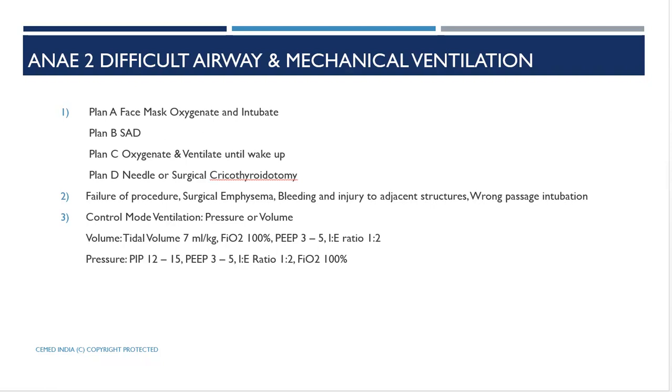What modes can you put the patient on? Control mode. Some people even say assist mode. Control mode ventilation, either pressure or volume. If you're using volume, tidal volume would be about 7 milliliters per kilogram, FiO2 100%, PEEP of 3 to 5, and I:E ratio of 1 to 2. If you're using pressure control, inspiratory pressure about 12 to 15, expiratory pressure 3 to 5, and I:E ratio 1 to 2, FiO2 100%. Okay? Next.